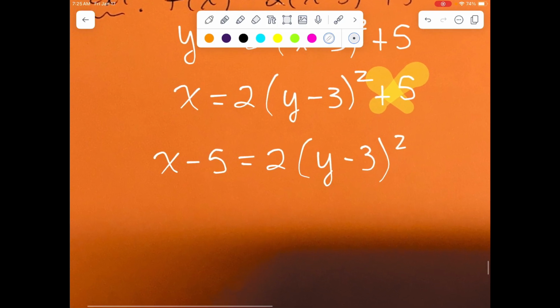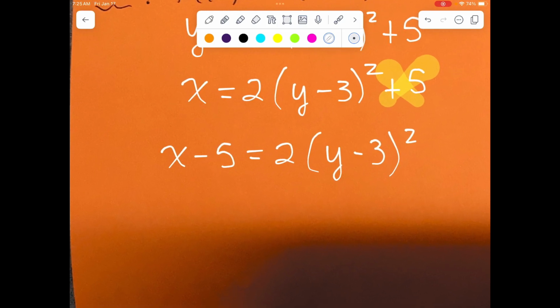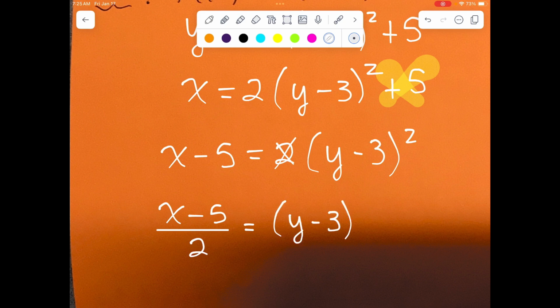Now we need to get rid of the 2. The opposite of multiplying by 2 is to divide by 2. So we're going to divide everybody by 2 on the other side. So we go x minus 5 divided by 2 equals, and then we have the house, or y minus 3 squared in parentheses.